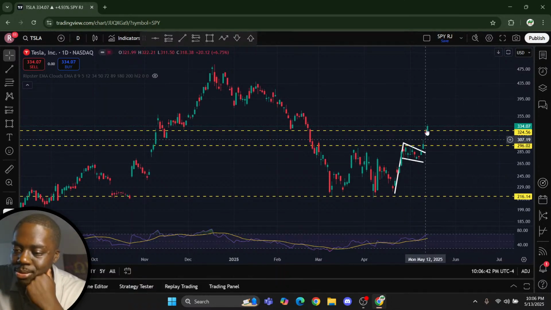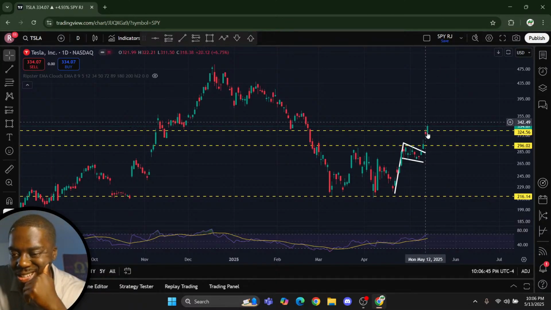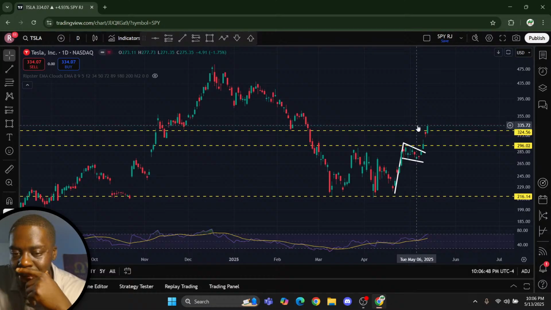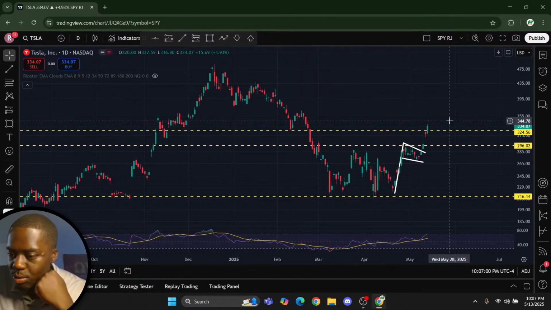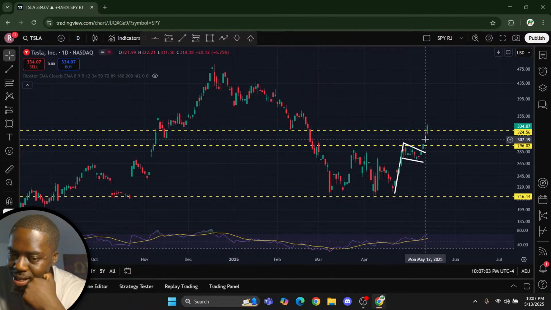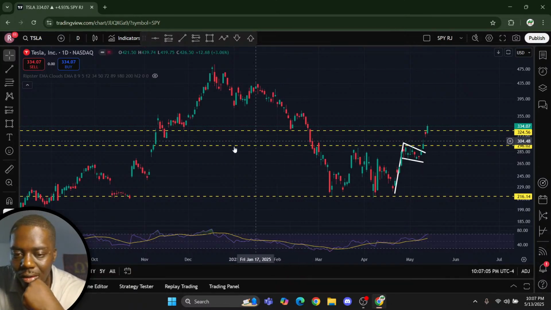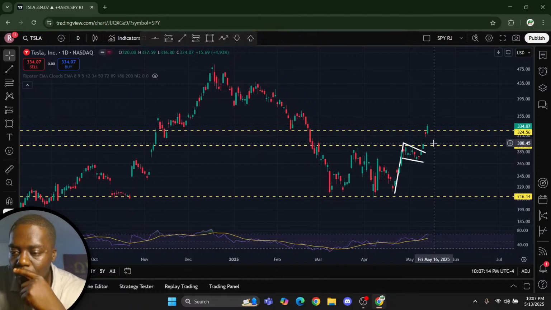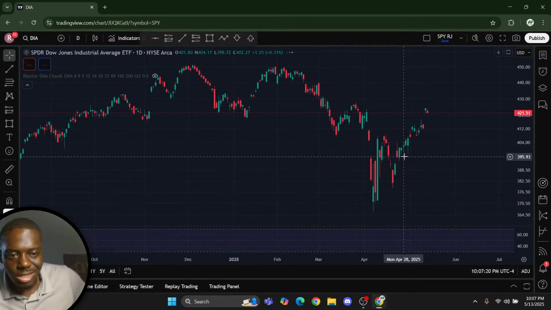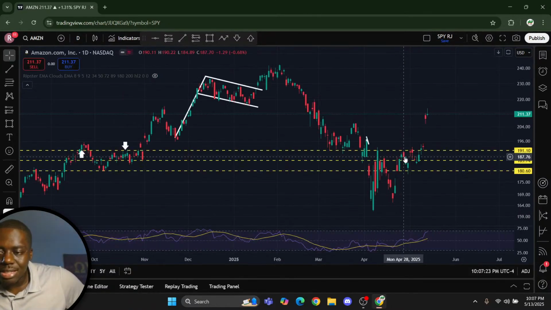I mean, Tesla, I mean, it's already gone. I mean, at this point, you are looking for it to go around 355, 356. Even a rejection tomorrow on SPY and Tesla could be a good short, maybe. This is a level right here. If Tesla rejects here tomorrow, that might be a decent short. We'll see. Let's see. DIA, I don't really like that.